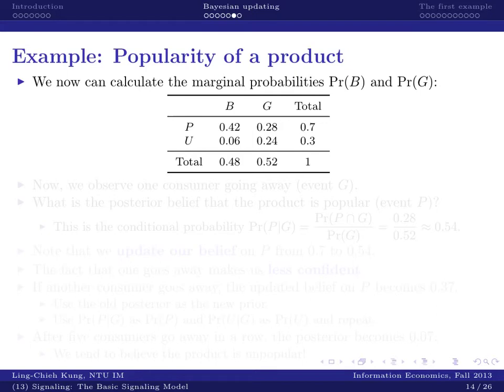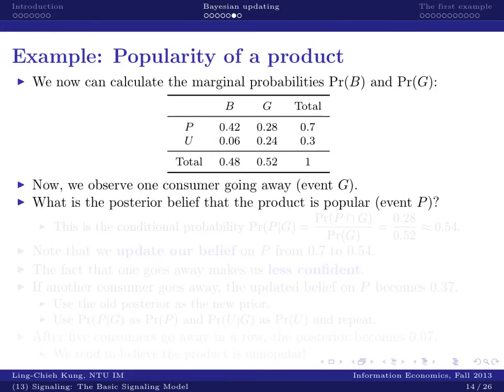Okay, so now we can calculate the marginal probabilities here, right? The probability for the product to be bought and to be not bought. This will be 48% and 52%. All we need to do is to sum these two probabilities up, right? This is the total probability for this product to be successfully sold.